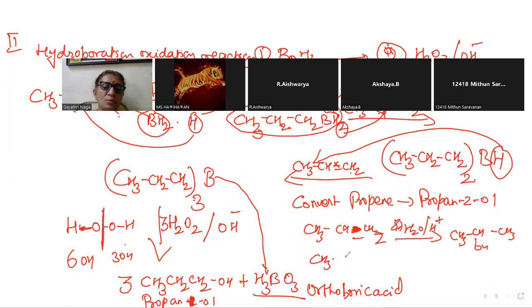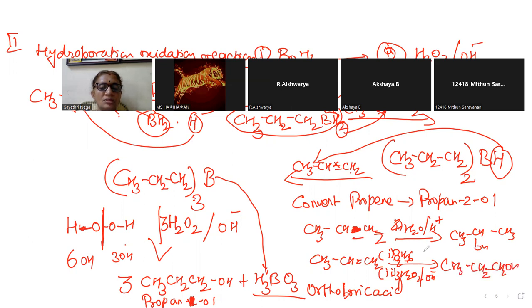To the same propene, if you add BH3 first, B2H6, followed by hydrogen peroxide, 3 moles, in the presence of OH minus, just write 1, 2 like this and write propan-1-ol. It's enough. So these are 2-step conversions. Understood?